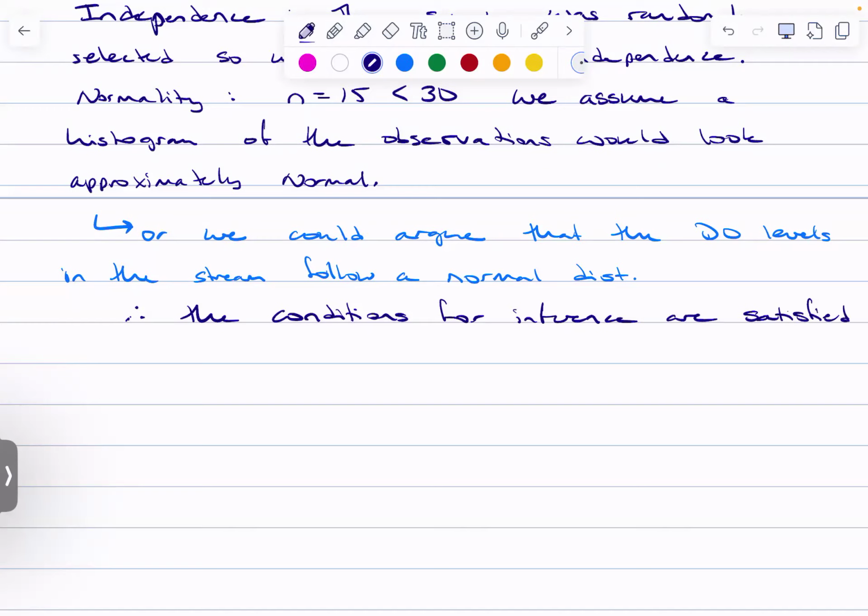And this is where we pick up. On the final exam, I'll say you may assume the conditions for inference are satisfied. Great. Okay.